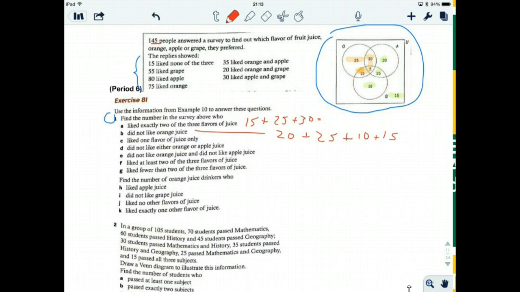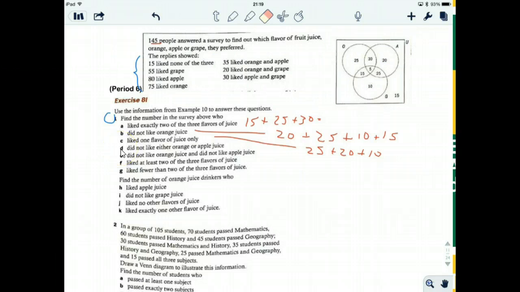How many people liked one flavor of juice only? So that would be anybody who's in the circle but not in an overlapping part, right? It would only be these 3 numbers, which would be 25 plus 20 plus 10.